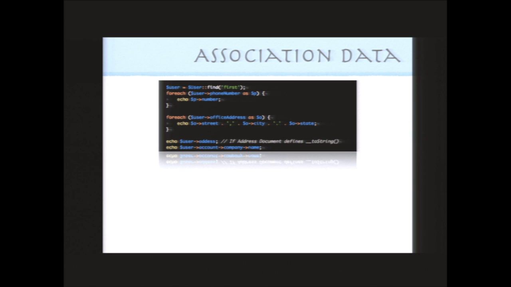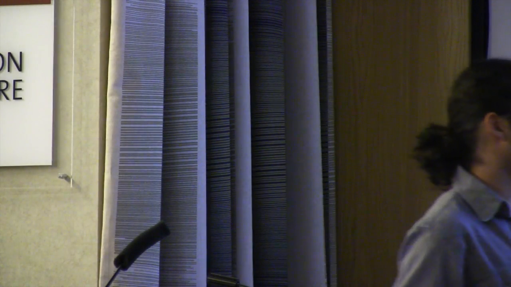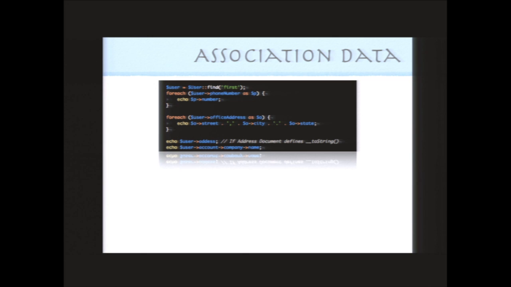So how do I get associated data using this plugin? I just find a user, and I can iterate the phone numbers. The phone number is actually another document, and I can print the property called number on this phone number. And I can do the same for office address in the object that I defined previously. I can iterate all office addresses and then print each property separately. And I don't have to make a distinction between whether it's embedded or not. It will fetch any association that you define on your documents. So it's completely transparent. You can also define toString and just echo an object, and it will print whatever you have in your toString method.